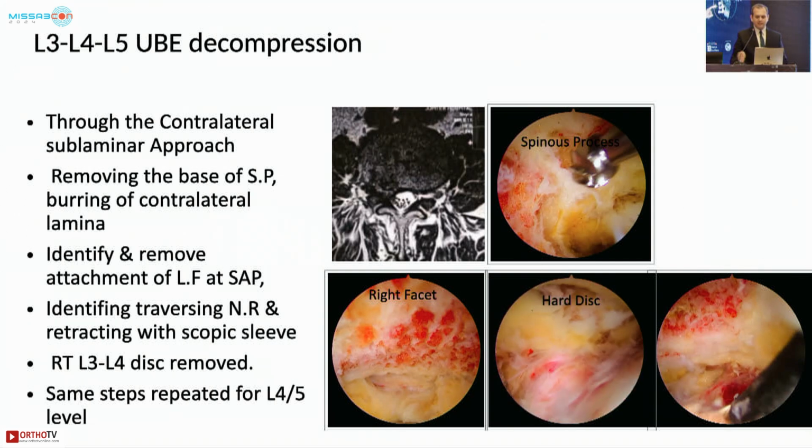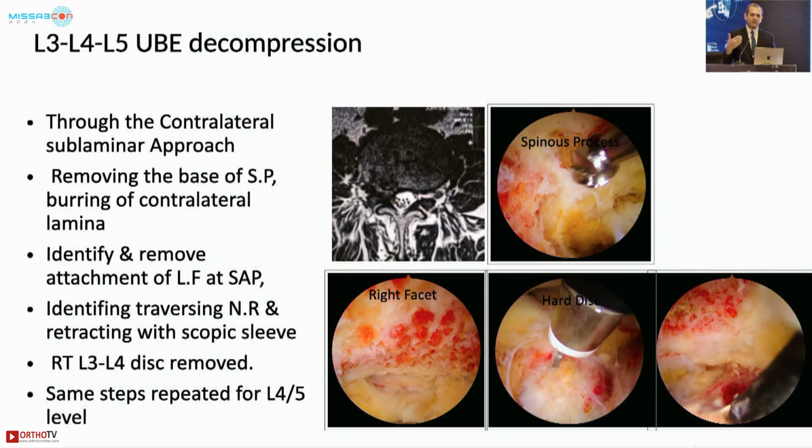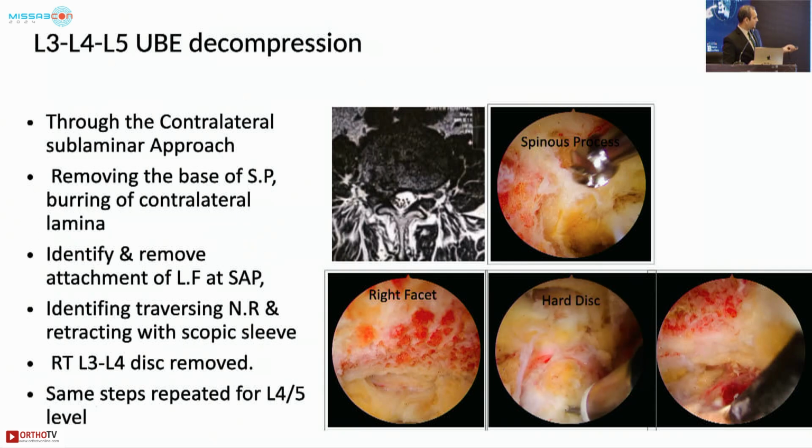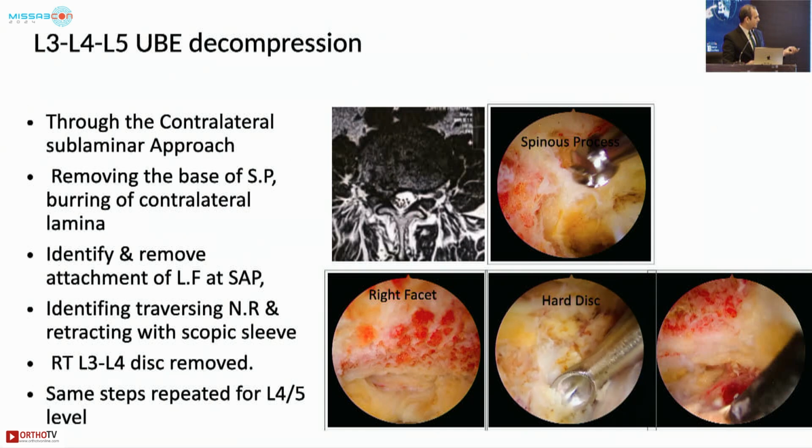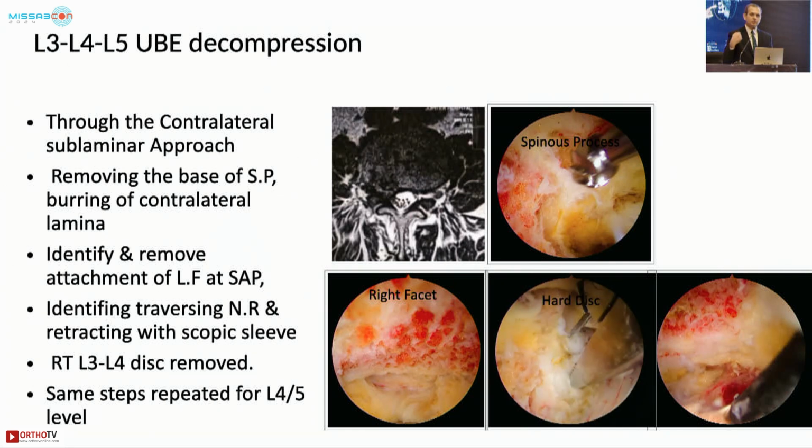Then using the sleeve of the scope, you retract the nerve root and the thecal sac towards our side, isolate the disc which is there on the opposite side. In this case, it was a hard calcified disc fragment. I had to use multiple curettes and osteotomes to break it open and remove the disc on the opposite side. It was a hard disc.